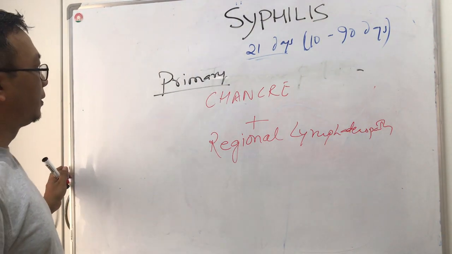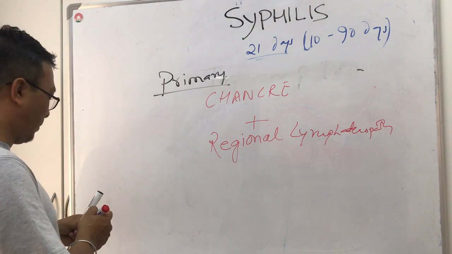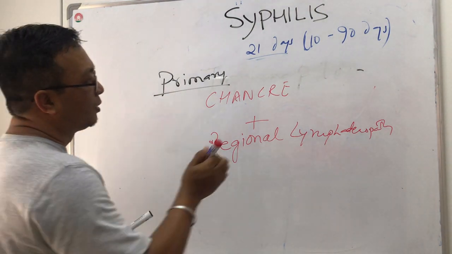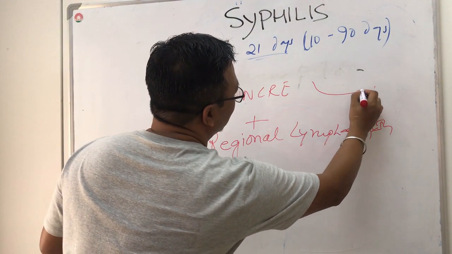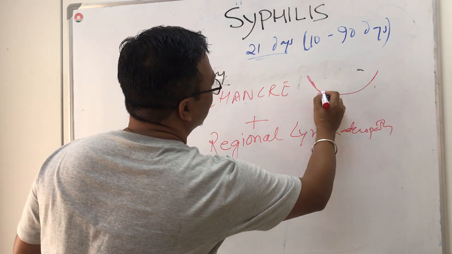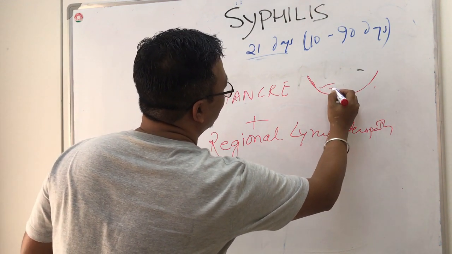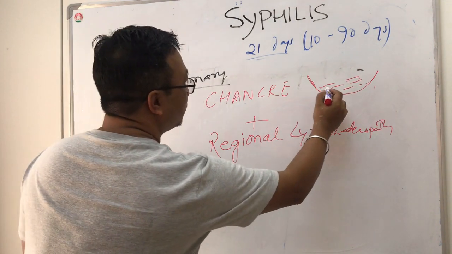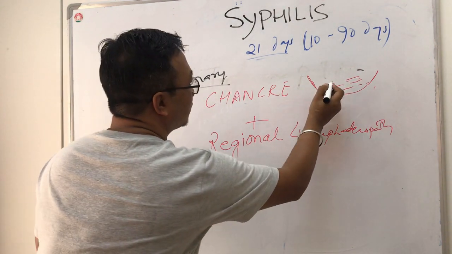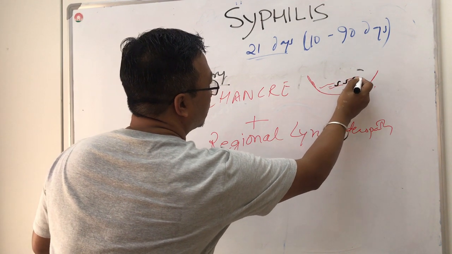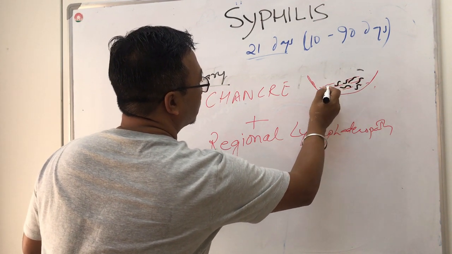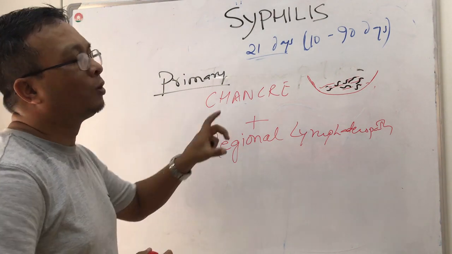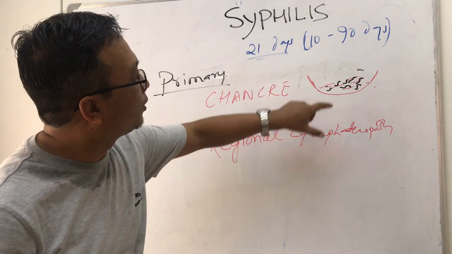Regional lymphadenopathy. So this chancre that has developed is painless. It has slight ridges, and there are spirochetes present in the fluid. You can see there is some fluid here, and there are some spirochetes. You could say it looks like a swimming pool where these spirochetes are.